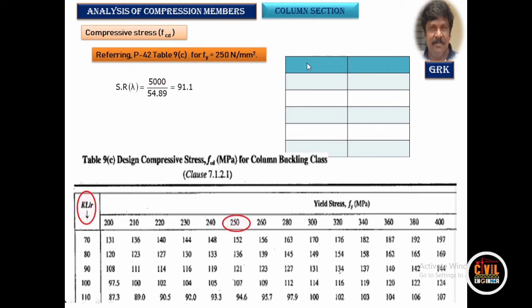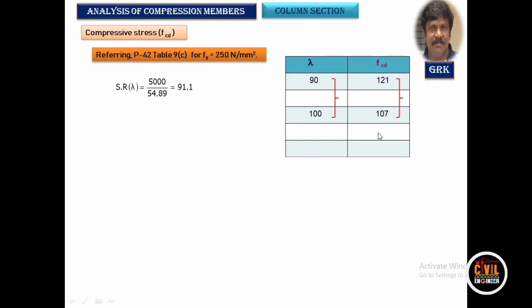By drawing the table and using the interpolation method, we are going to get the value. For 90, it is 121 Newton per millimeter square. For 100, it is 107. Find the difference of these two: for 10, it is 14. And for 91.1, that is for 1.1, what is the value? Let us do it by interpolation. The value of fcd is equal to 119.46 Newton per millimeter square.